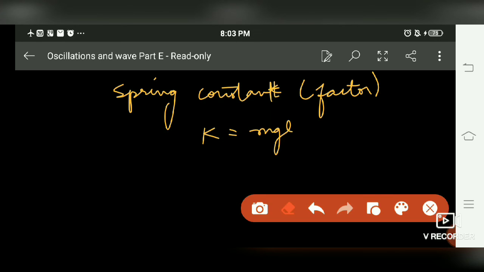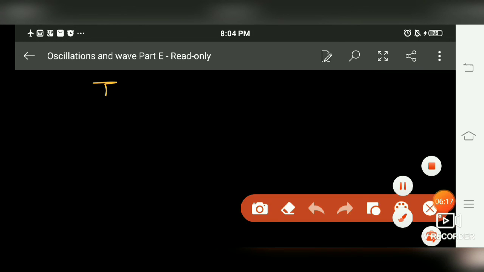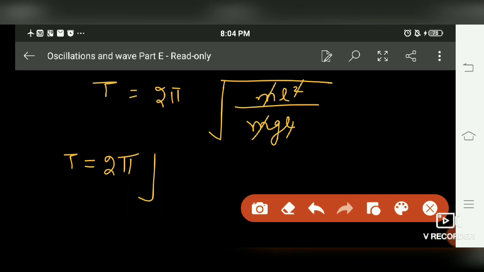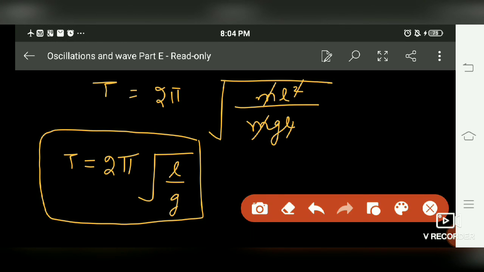The value of the inertial factor is ml square. So for the formula of time period, if I substitute the value, 2 pi under root of inertial factor, that is ml square, over spring factor, that is mgl, m gets cancelled with this, l with this, we get time period for a simple pendulum is equal to 2 pi under root of l by g. We get the value of this.